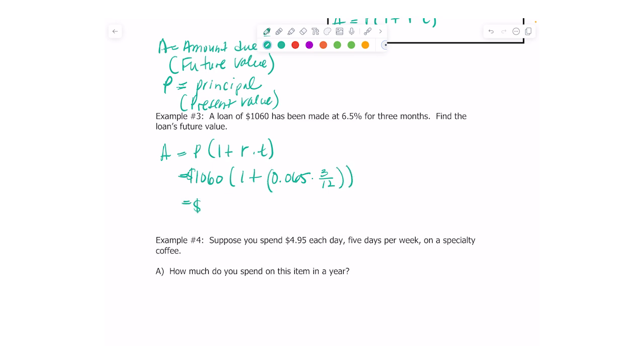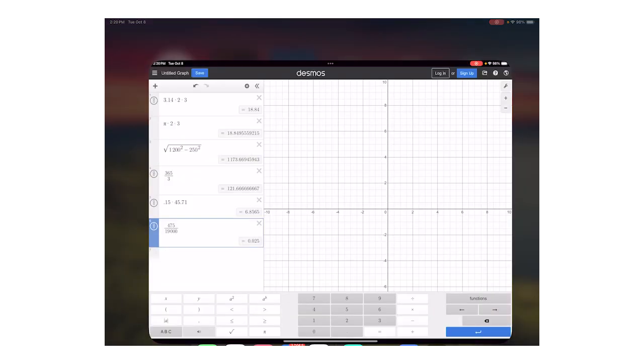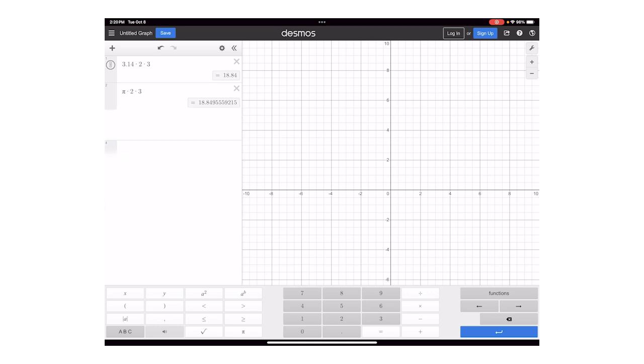Okay, so now I've got 1,060, and then let's break this down. Let's do it in steps. I've got 0.065 times 3/12, or 3 divided by 12 is 0.25, so certainly you could use that. But you get this, and then it's 1 plus that amount, so 1 plus 0.01625. And I, of course, could type all of this into Desmos, but I want to break it down for those of you that don't have access to Desmos or you're using a scientific calculator.